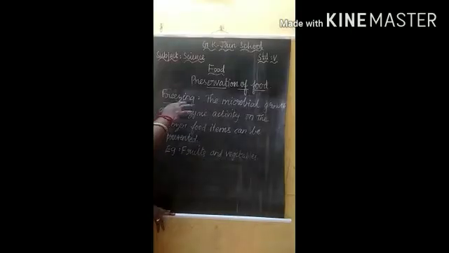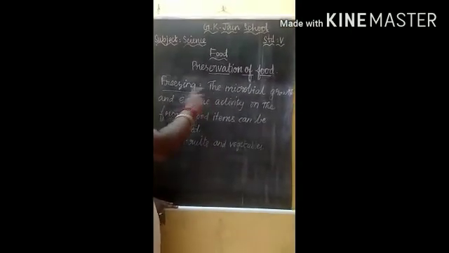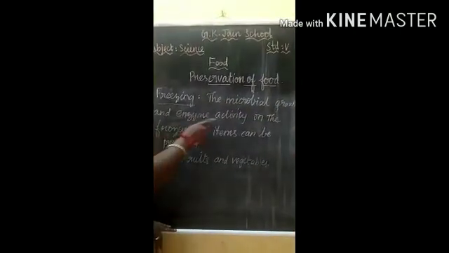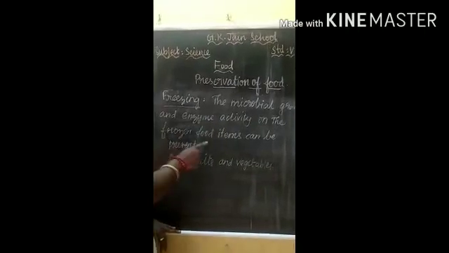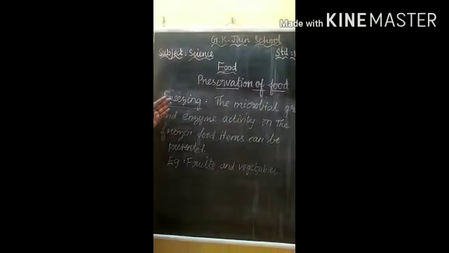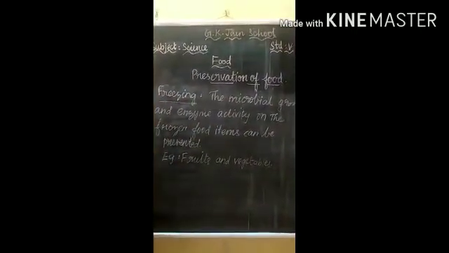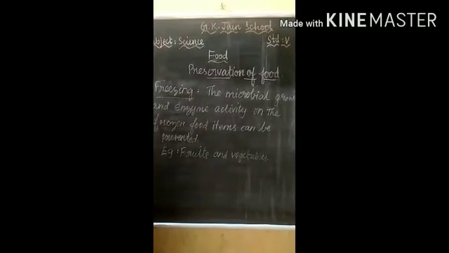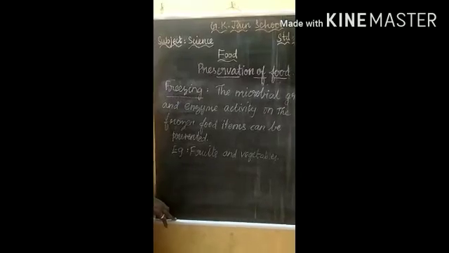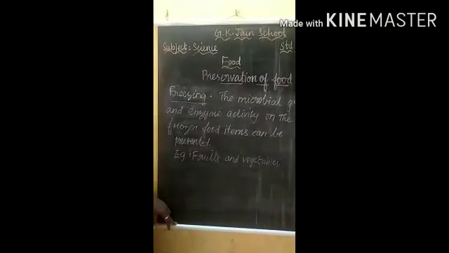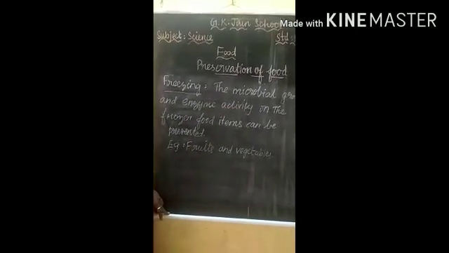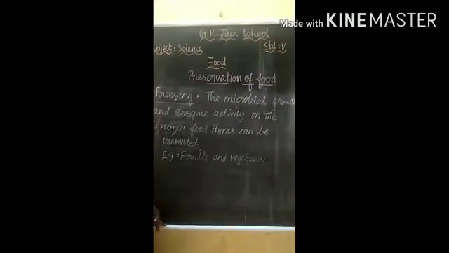Now we are going to see about freezing. What do we mean by freezing? The microbial growth and enzyme activity on the frozen food items can be prevented in this process. The growth of microorganisms on the food will not take place in the freezing method. The enzyme activity, the chemical properties of the enzyme, will also not take place on the food. So the food will not get spoiled.